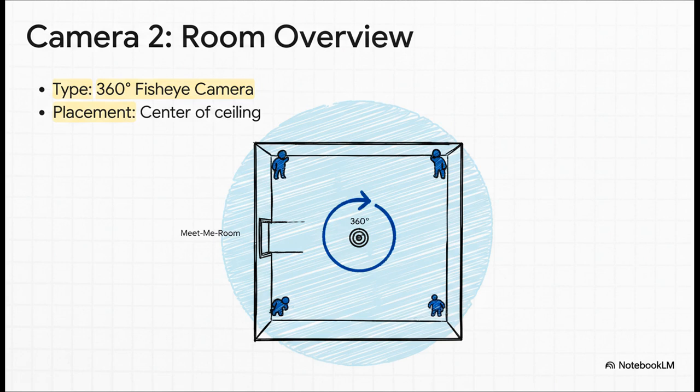Next up, the room itself. For this, we're going to put a 360-degree fisheye camera smack in the center of the ceiling. Now, its job isn't identification. Its goal is total situational awareness. It makes sure we have a continuous, uninterrupted record of the entire room, with zero blind spots. We'll always know who is where and when.